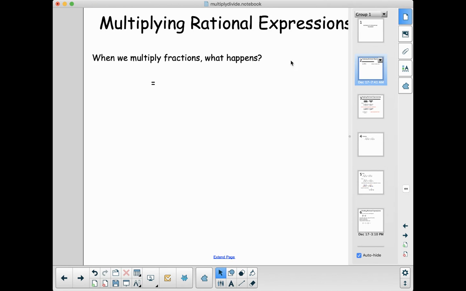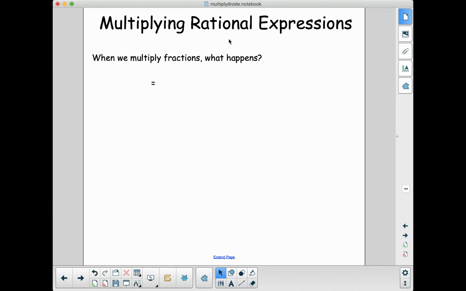So we'll start with when we multiply fractions. When you multiply numerical fractions, what do you do? For example, if I have 1/2 times 3/4, how do I multiply that? Hopefully you all said that you multiply straight across. So you take the 1 times the 3 and the 2 times the 4, and you end up with 3/8. You also have to reduce if it's a fraction that can be reduced. This one is not one that can be reduced. But the same idea of multiplying straight across and reducing is what we do when we multiply rational expressions.